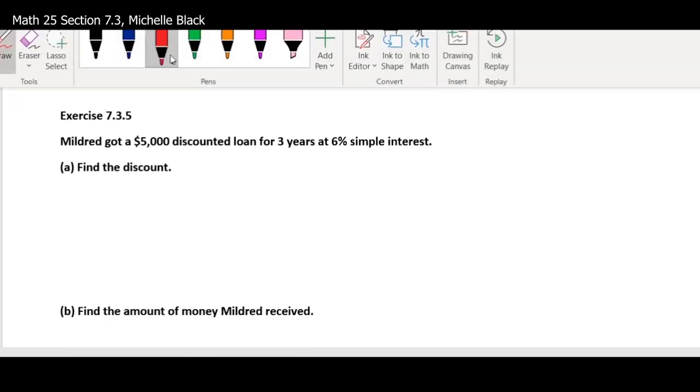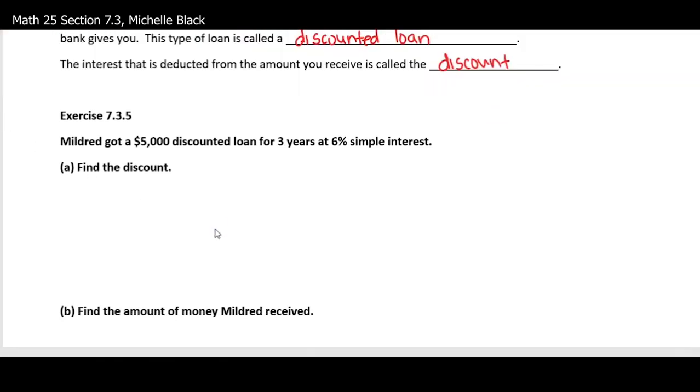So exercise 5. Mildred got a $5,000 discounted loan for 3 years at 6% simple interest. Find the discount. Well, the discount is the interest that's deducted, so we just are asked to find the interest. Plugging in what we know, and plugging this into your calculator, you should get back $900. So the discount for this discounted loan is the same as the simple interest, which is $900.